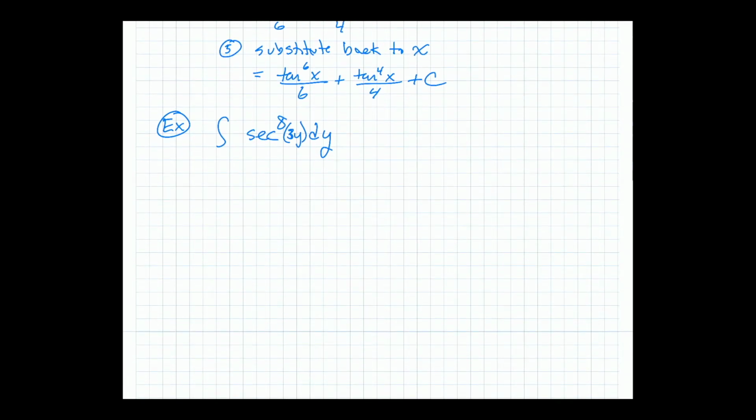What would we do here? So we're going to start off the same way. We're going to try to save two secants off to the side. So we go secant to the 6th 3y, secant squared 3y dy. Now, of course, this is no good, right? Because it's a secant to the 6th. We need everything to be in terms of tangents, except for that secant squared. This is fine, but we need everything else to be in terms of tangent.